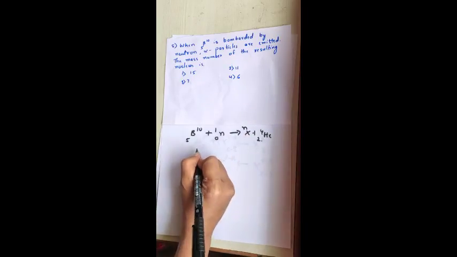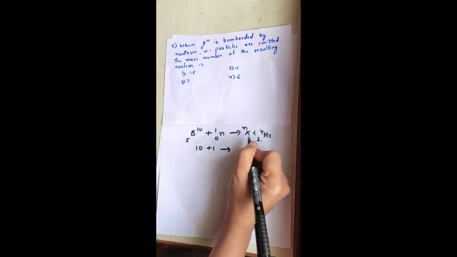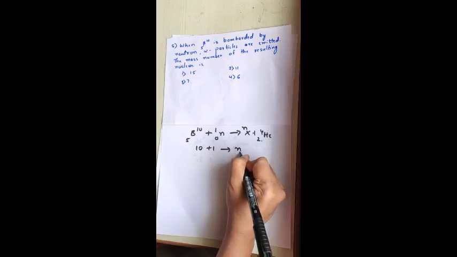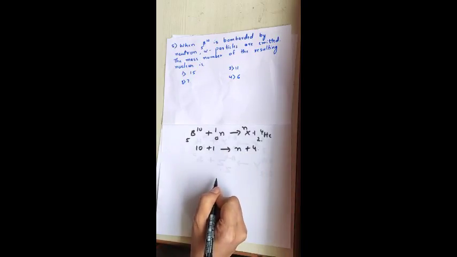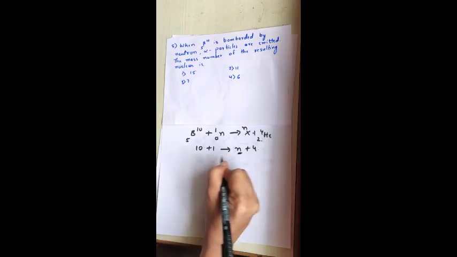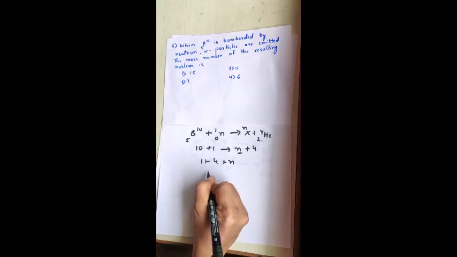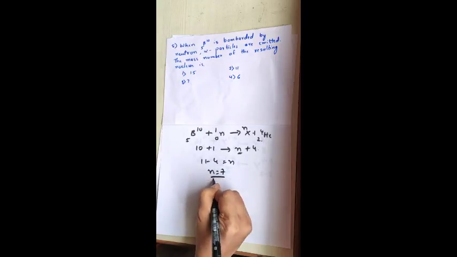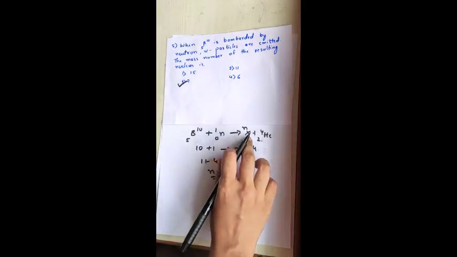Let us consider all the mass numbers on the LHS. It is 10 plus 1, whereas on the RHS we have to find this mass number plus the mass number of helium, that is 4. Now I have to find N. So I get 11 minus 4 equals N, or N equals 7. So N equals 7 is the resulting mass number of the daughter nucleus.